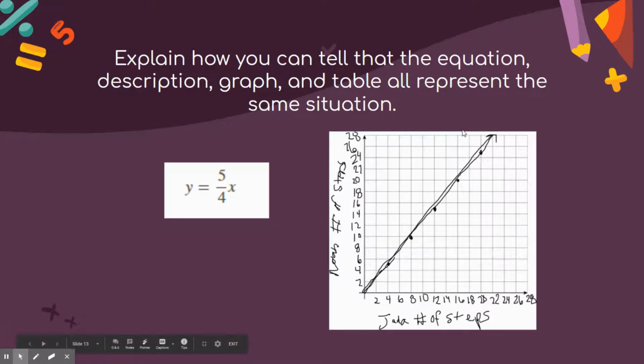So now let's explain how I can tell that the graph and the table represent the same situation. Well, one way I can tell is that the constant of proportionality is the same. I can see that this is up 5 over 4 and this says 5 over 4.